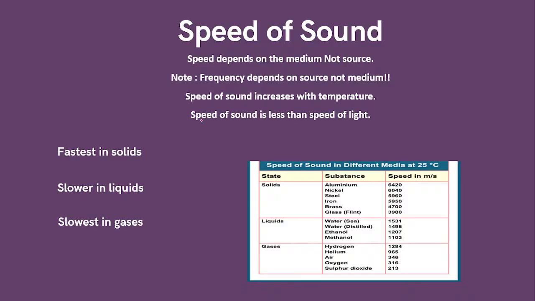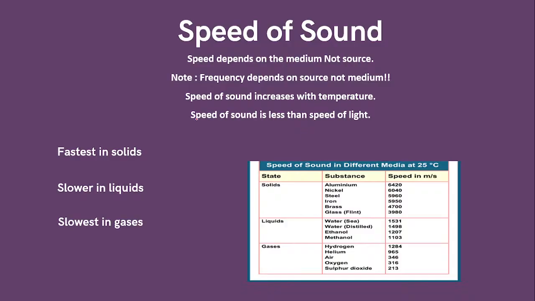Speed of sound is less than speed of light. Everyone knows that. Always remember, speed of light is always faster than the speed of sound. That's why we see the lightning first, and then we hear the roar of the lightning, right? Because speed of sound is less than speed of light. Light will be seen first, then the sound of the thunder will come. That question also comes: why do we see lightning first and then hear the thunder?